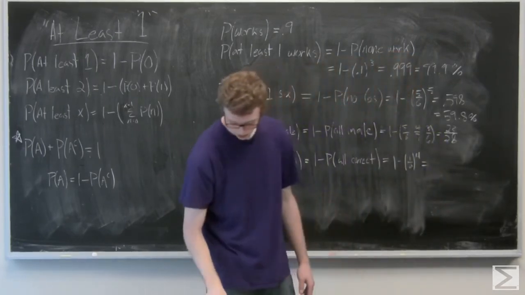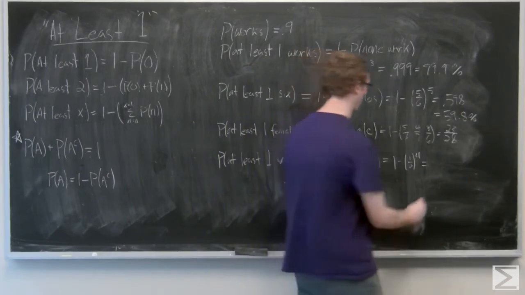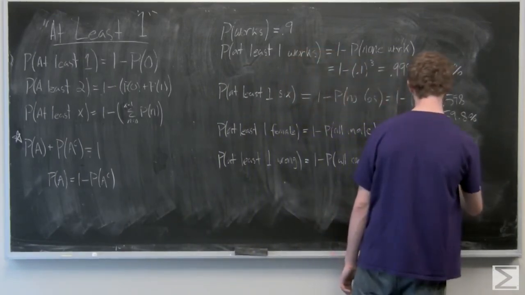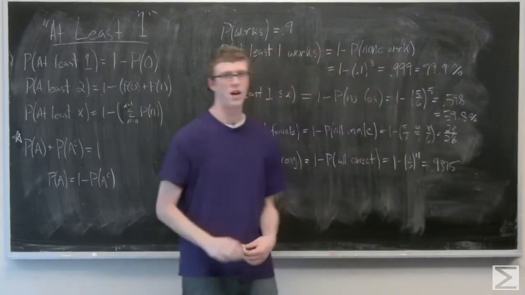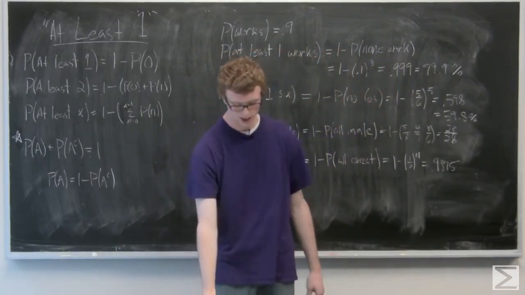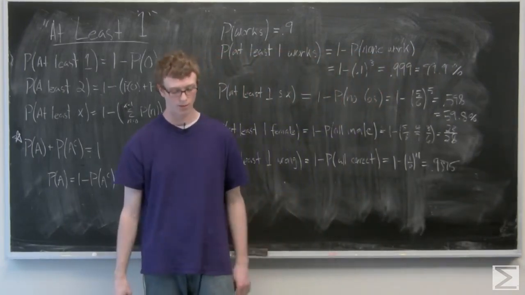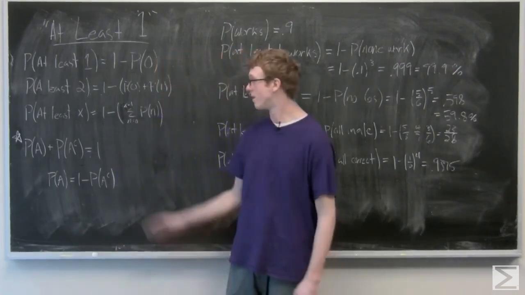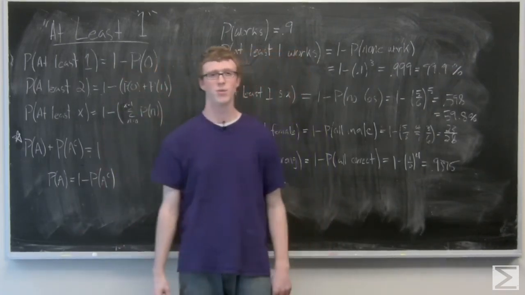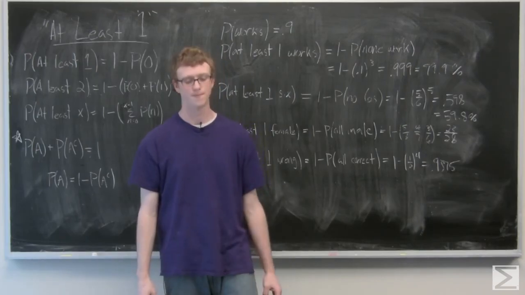And that's going to equal 0.9375. So the student has a 0.9375, or 93.75% chance of getting at least 1 problem wrong. And just keep this in mind. This is how you calculate probabilities of at least 1.